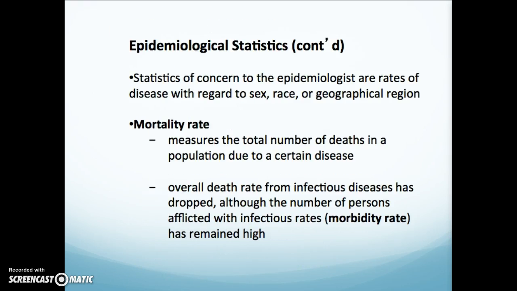We also have statistics that have to do with how many people die from an infection, and mortality rate would be that. It measures the total number of deaths in a population due to a certain disease. And then the overall death rate from infectious diseases, when it has dropped, there is still the number of persons afflicted, so the morbidity rate can remain high. So mortality is the rate of death, and morbidity is the rate of infection.